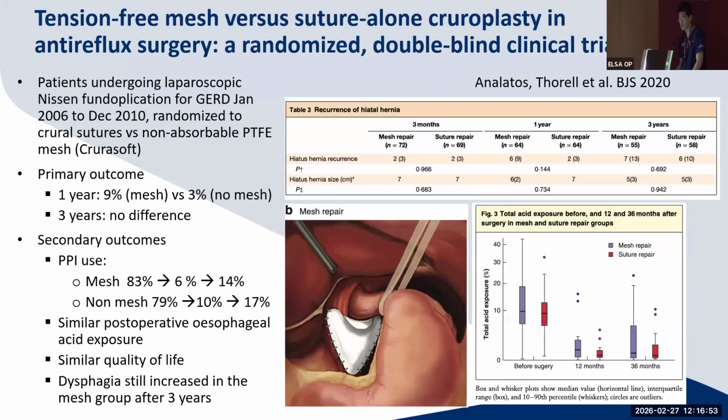So in the randomized controlled trials comparing the use of mesh with without mesh, we know that the recurrence of hiatal hernia is not higher in the non-mesh group, and in fact it's slightly higher in the mesh group, 9% in the mesh group versus 3% in the non-mesh group. And the use of PPIs, the post-operative esophageal acid exposure, quality of life, that's all quite similar whether you use a mesh or without mesh.